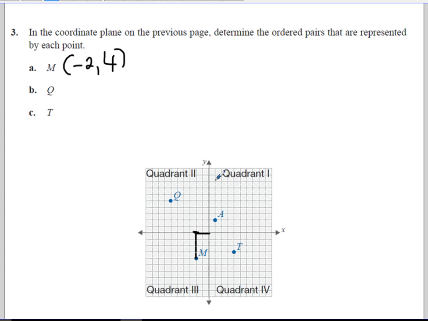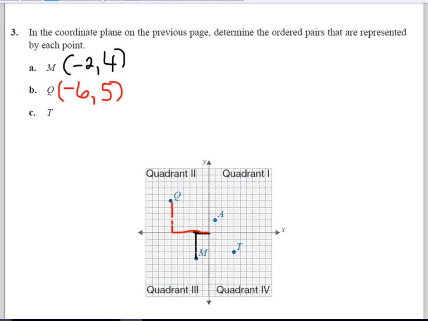So point Q, we're going backwards again on the x. So we're going backwards 1, 2, 3, 4, 5, 6 times to get below the Q. So -6. And now we need to go up how many times? We're going up 1, 2, 3, 4, 5. Yep. So -6, 5 is the ordered pair to point us to Q.